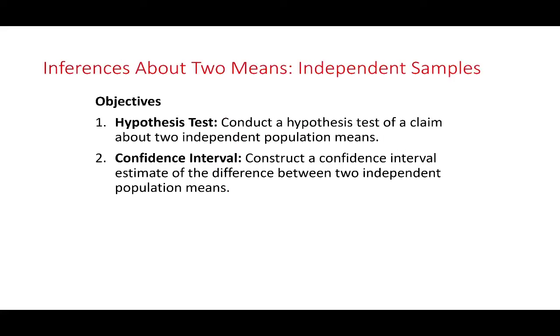So our goal is to conduct a hypothesis test of a claim about two independent populations. And for the confidence interval, construct a confidence interval estimate of the difference between two independent population means. I'm going to give you formulas first, and then eventually, instead of using those formulas manually, I'm going to show you how to use StatCrunch for finding information in this section.